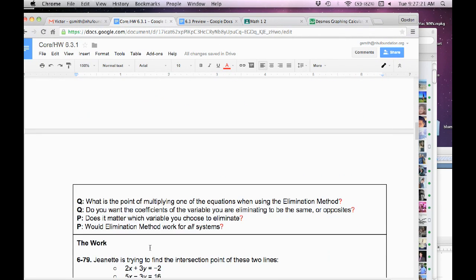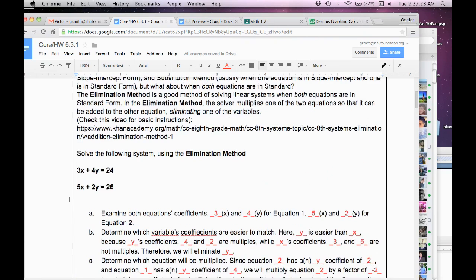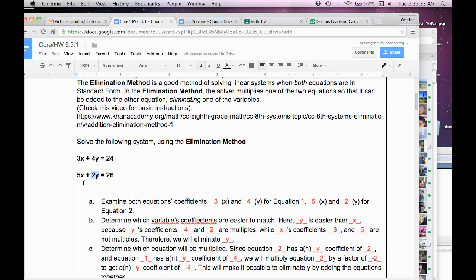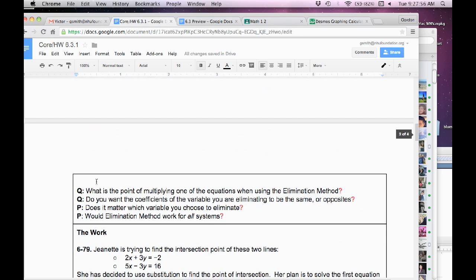Okay, hypothesis. What is the point of multiplying one of the equations when using the elimination method? It's an interesting question. If you look back at this system here, you couldn't just eliminate it until you were able to make one of them basically the opposite of the other. So when we multiply this entire equation by -2, then we're able to eliminate it. Since it's called the elimination method, the point is to make one of the variables something that you can eliminate.